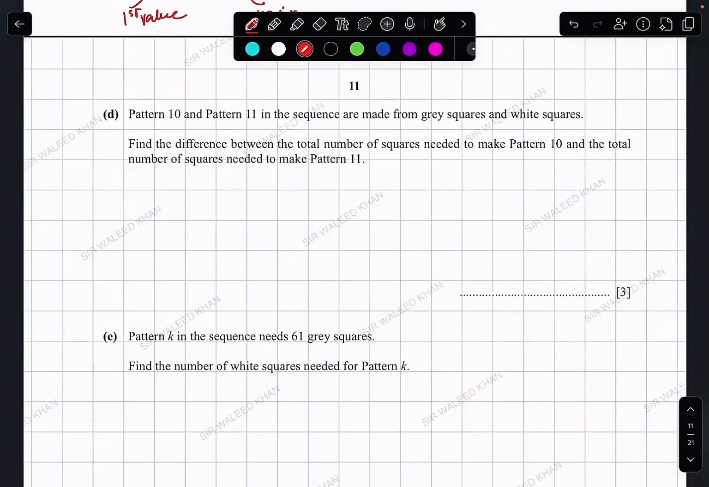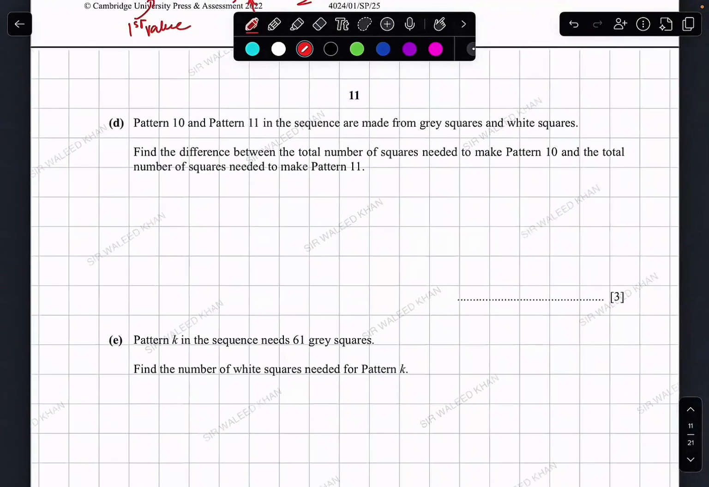Pattern 10 and pattern 11 in the sequence are made from gray squares and white squares. Find the difference between the total number of squares needed to make pattern 10 and the total number of squares needed to make pattern 11. Gray squares and white squares.